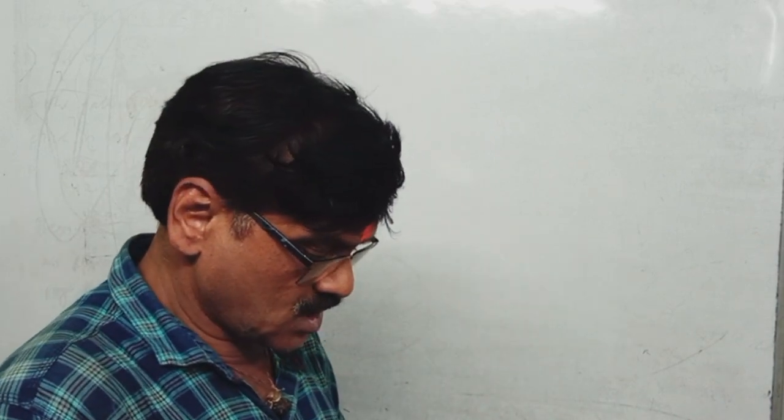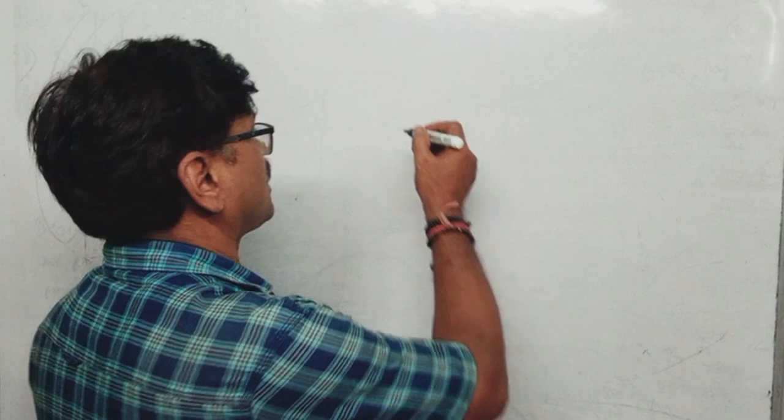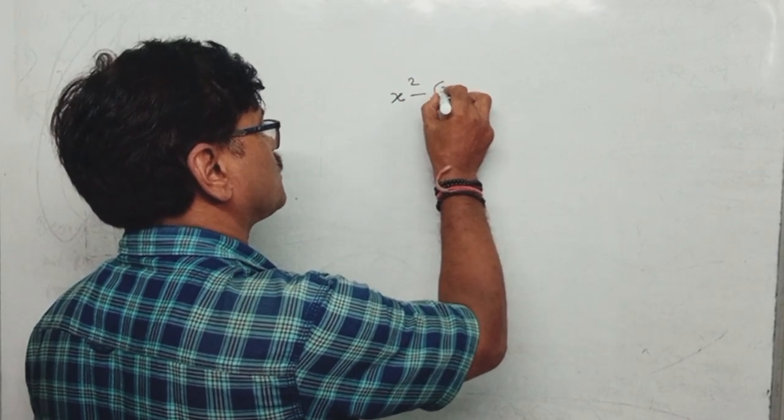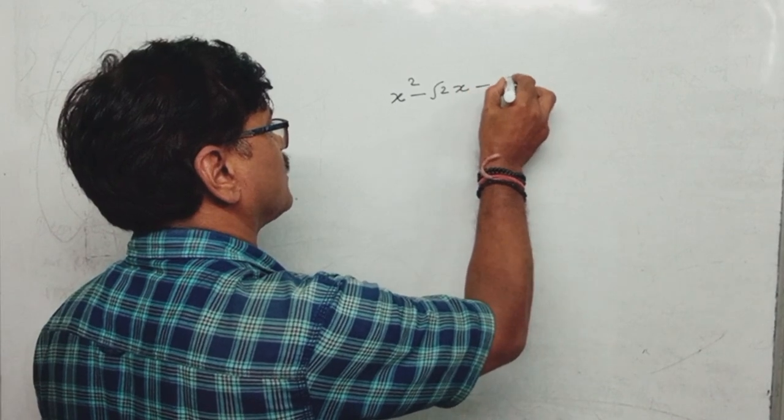Today I will see again the 4.2 exercise in quadratic equations. Yesterday I told you about questions number 1 to 4. One question I told you that I will tell you how you will solve. Suppose this is x square minus under root 2 x minus 12.